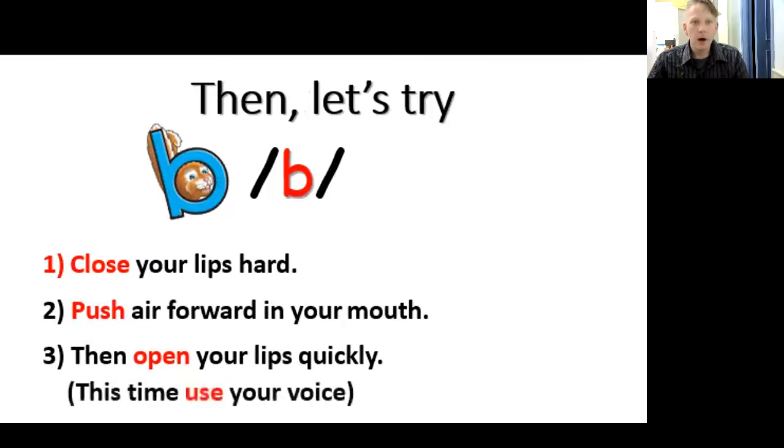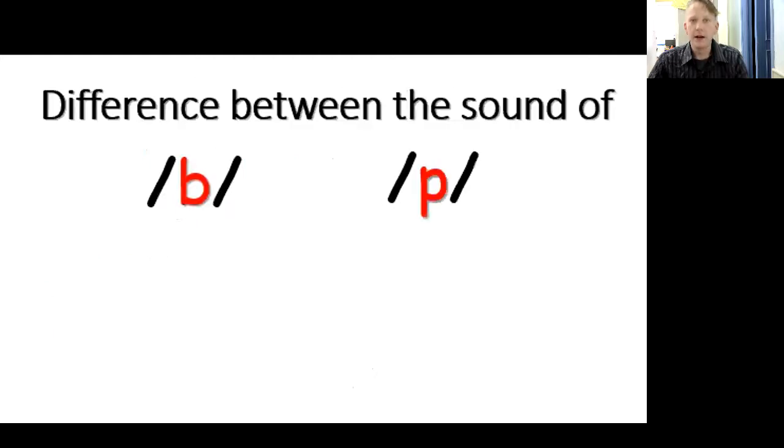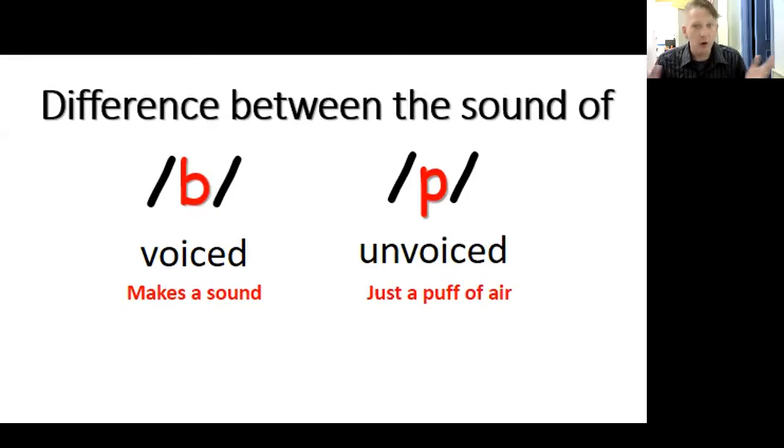B. Oh, this time we have to use our voice. B. Let's say Bouncy Ben. B. Bouncy Ben. You hear the voice, B. Okay, so what is the difference in sound? The letter B is voiced. It makes a sound. What about the letter P? It is unvoiced. You just push off air. P. Just like that.